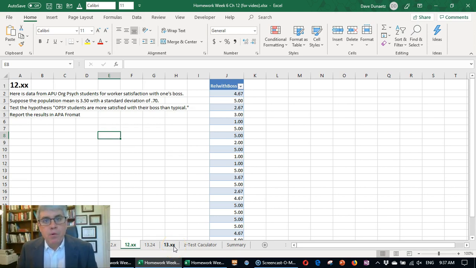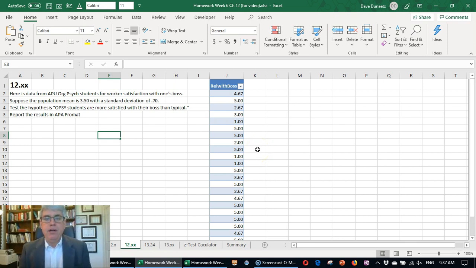In this problem, we're going to look at relationship satisfaction with one's supervisor, which is a big predictor of job satisfaction and organizational commitment. Now, from the data that we've collected, we've got some information about APU org psych students and their satisfaction with their boss. And so here we've got the data.